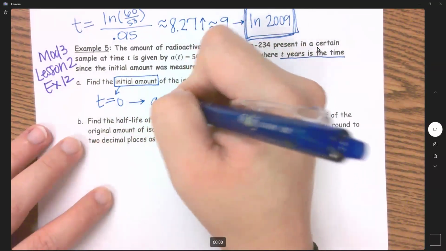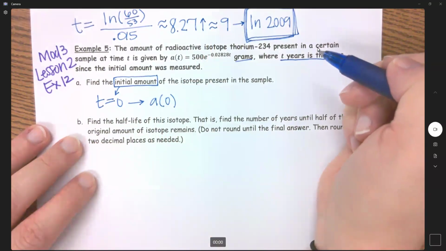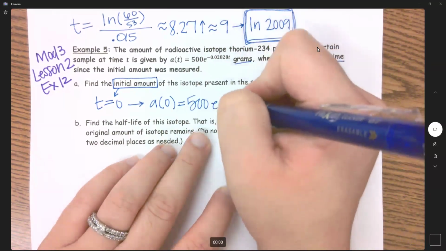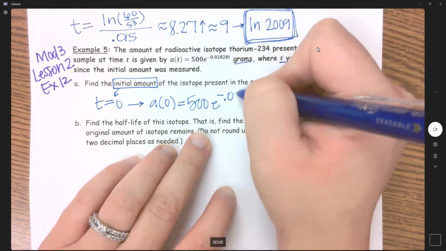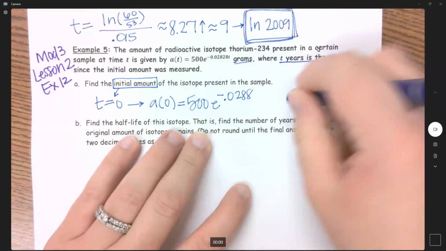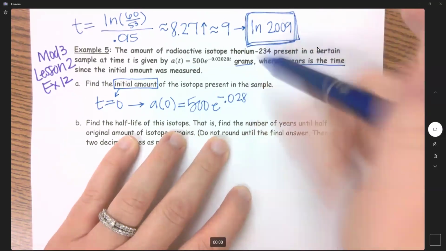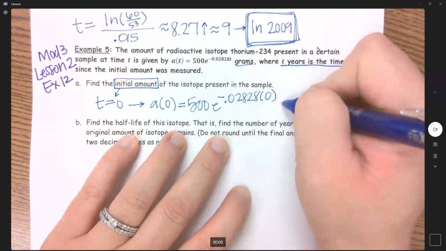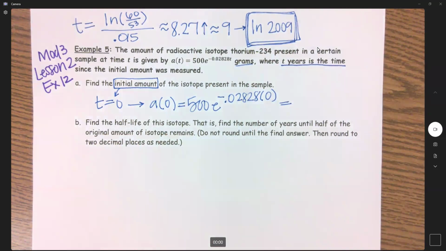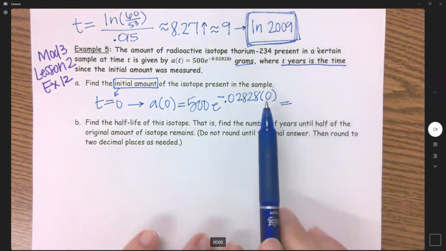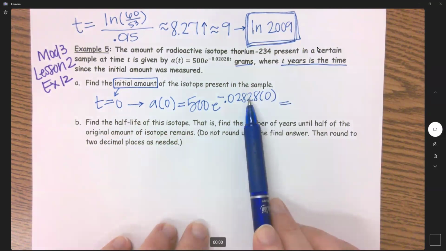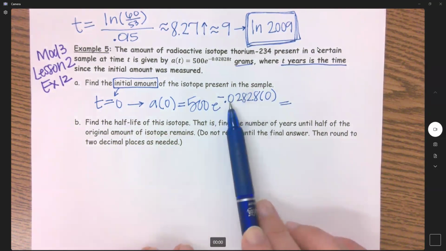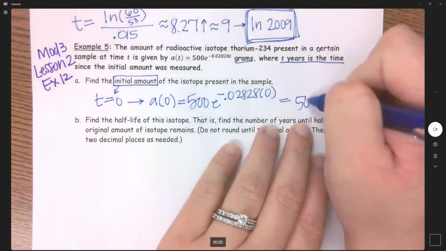So we use the graph, but you can still just plug in 0 for everything. We'd get 500e to the negative 0.028 28 times 0. We can put this in our calculator, but this one with that 0 was really easy. 0 times anything is 0. E to the 0 is 1. Anything to the 0 power is 1, and 1 times 500 gives me 500.